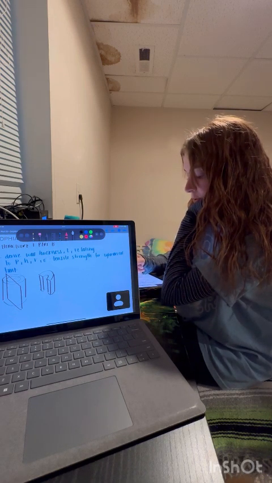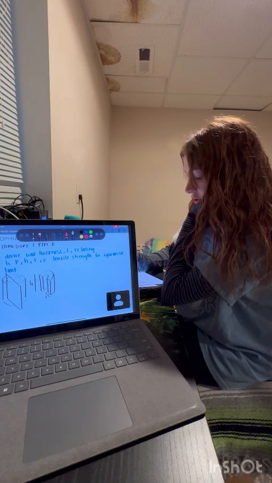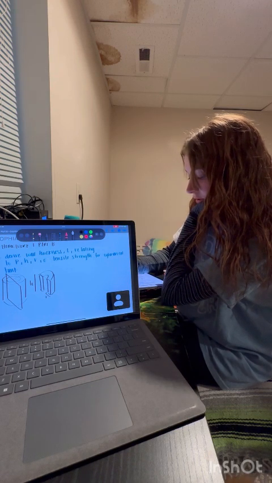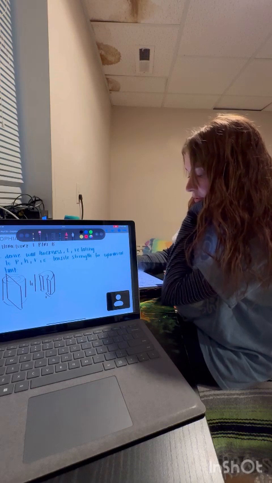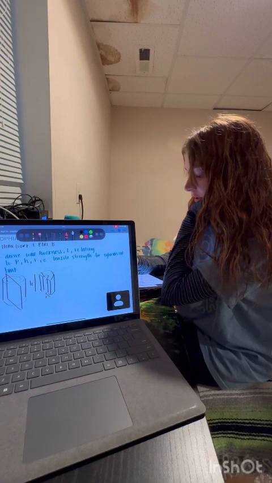And we can label this as H, this is R, and this is T. Usually I'm able to undo. I'm not sure why it's not working.